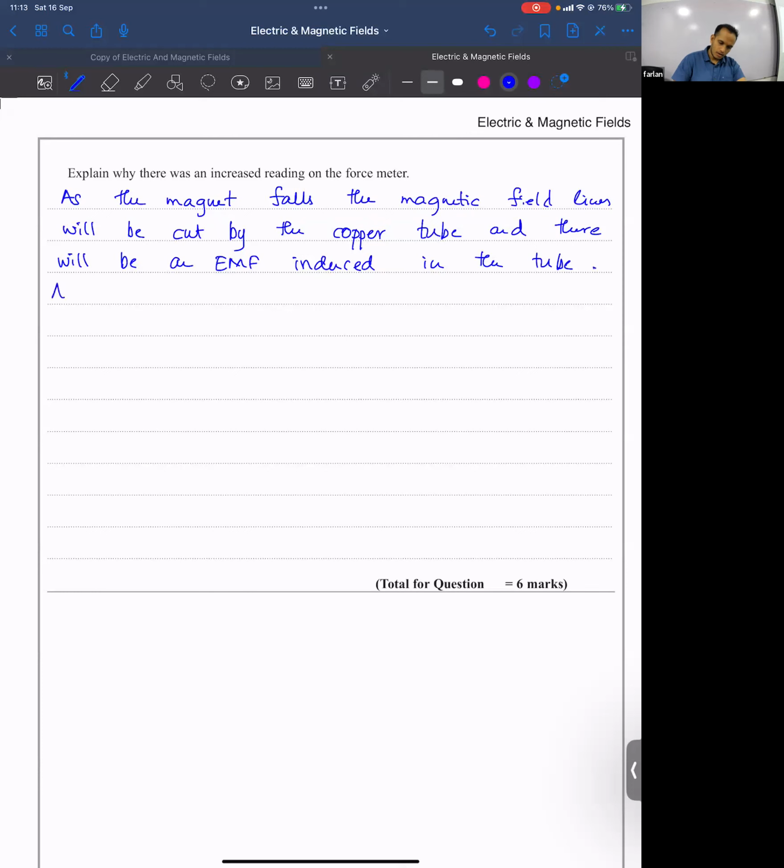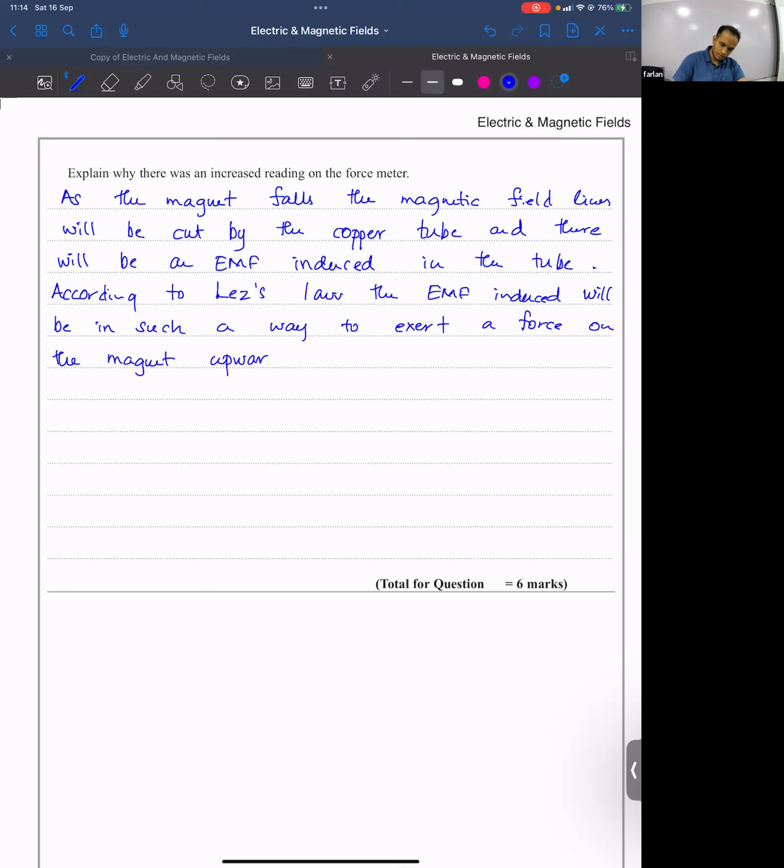Full stop. According to Lenz's law, the EMF induced will be in such a way to exert a force on the magnet upwards. Full stop.